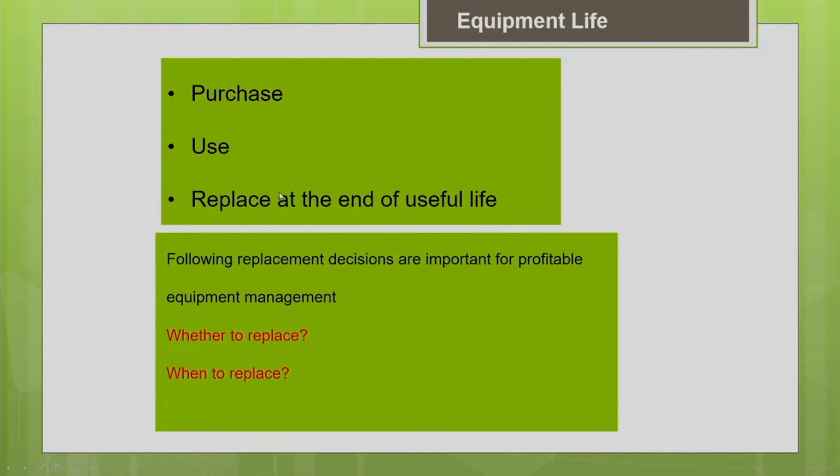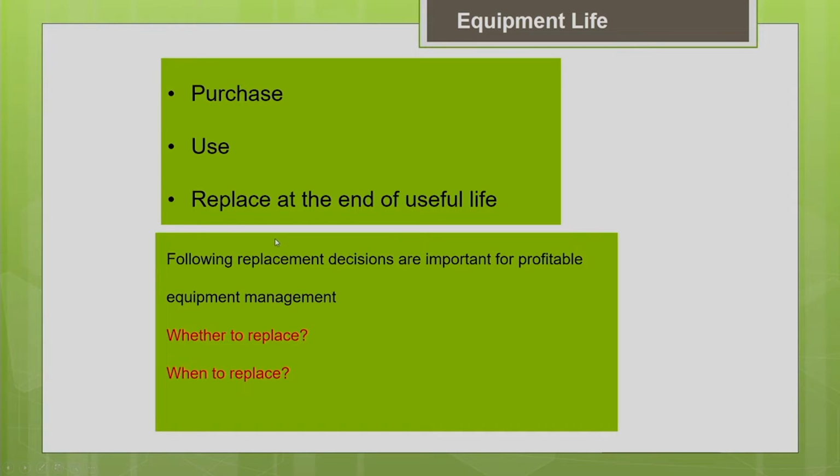Generally we replace at a particular point when the machine is totally worn out. That means it won't be economically feasible for us to repair it and use it. At that stage, we either abandon it, scrap it, or sell it at a reasonable price, and replace the old machine with a new machine. So these are the common phases in any equipment life.